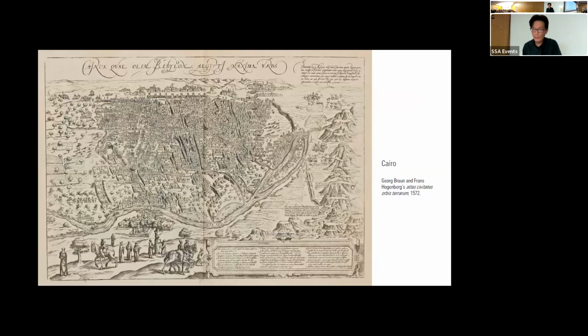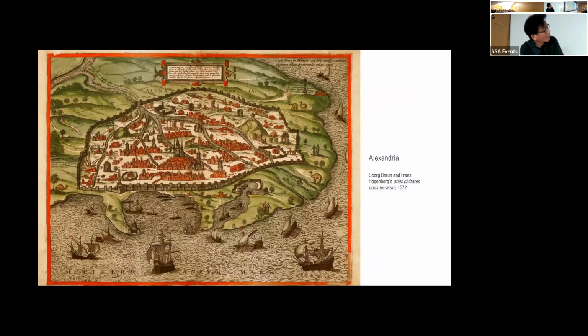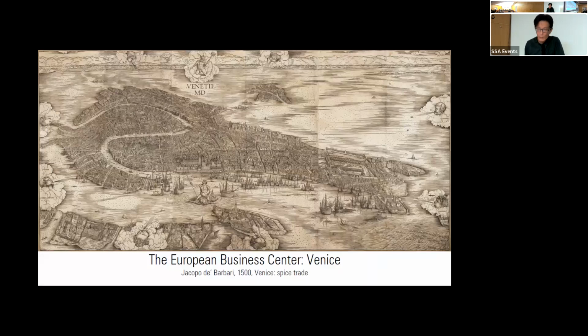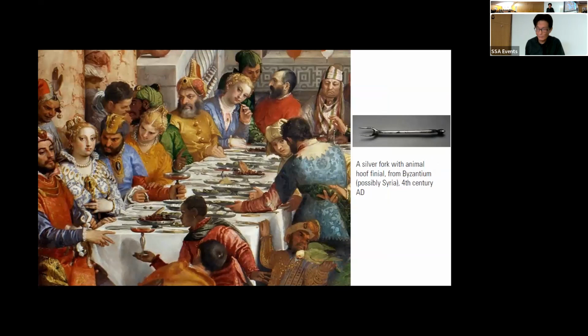So this is a quick image of Cairo, Alexandria. One could imagine that perhaps that part is where the Italian ships would be confined to. So Venice then became the European business center, as we know. If you look at some of the paintings, you see the incredible influence of customs from the Arab world and from the world of Byzantium.